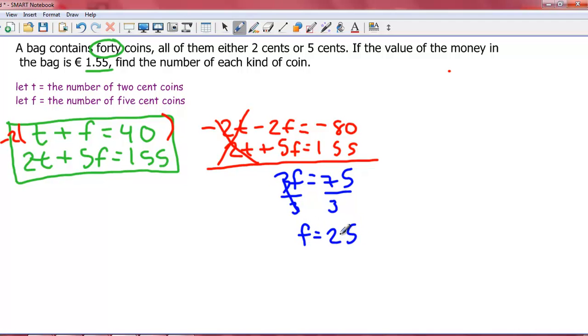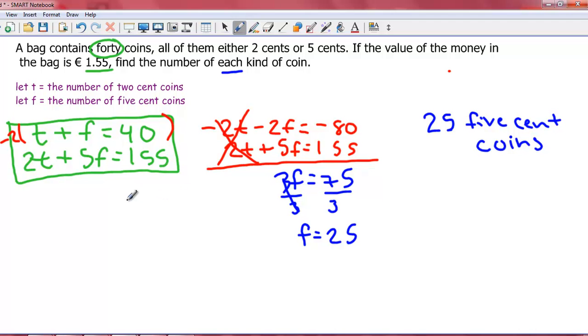Now, this is a word problem, so we need to say what that 25 means. If we look back at our let statement, it says let f equal the number of 5-cent coins. So that means that we have 25 5-cent coins. And if we look at our problem, it says find the number of each kind of coin. So we also have to say what our other value is.